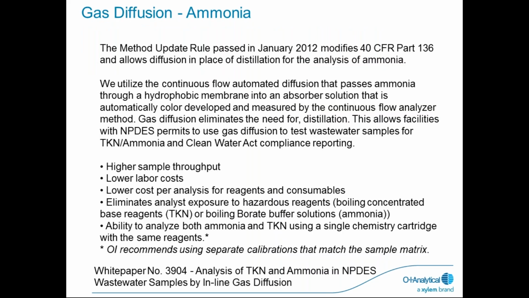With our gas diffusion ammonia, the method update rule passed in 2012 with the EPA modified the 40 CFR Part 136 and allows diffusion in place of distillation for the analysis of ammonia. It utilizes continuous flow automated diffusion that passes ammonia through the hydrophobic membrane into an absorber solution that is automatically color developed and measured by the continuous flow analyzer method. Gas diffusion eliminates the need for distillation.